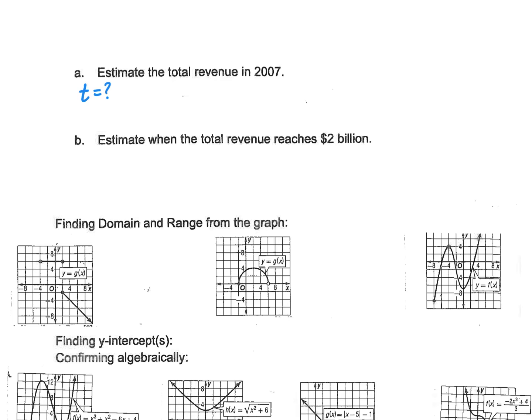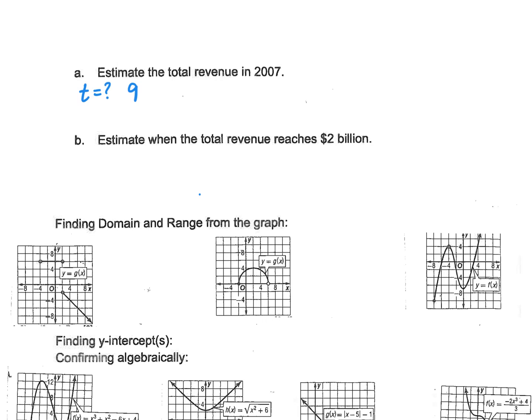What is the T? 2007. 9. So T is 9. 9 years after, right? 7 years plus 2 more, 98 to 2000 and 2000 to 2007. So that's what we're going to have to look on the graph for.